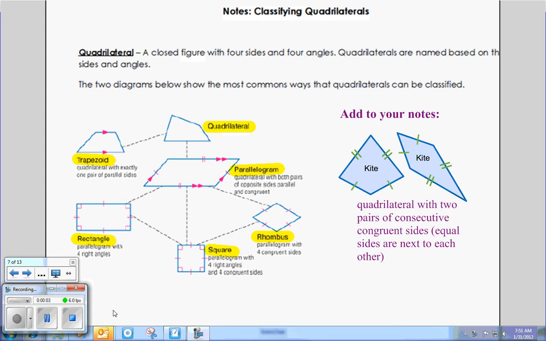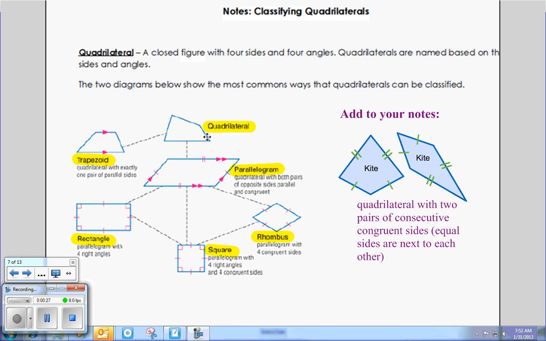The lesson today is on classifying quadrilaterals. A quadrilateral is a closed figure with 4 sides and 4 angles. Now a closed figure means that the 4 lines meet. Okay, there are no open gaps. It has 4 sides, 4 angles, and it can be named based on the sides and the angles.